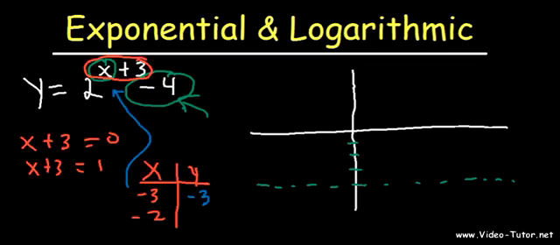Now let's say if we plug in -2 for x. -2 plus 3 is 1. 2 raised to the 1 power is 2. 2 minus 4 is -2.